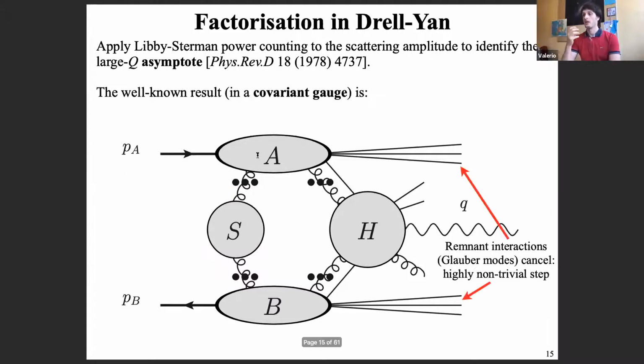Libby-Sterman power counting. There is also another detail that is actually one of the most difficult steps in the proof of factorization of Drell-Yan, which is the fact that you can also have remnant interactions. These are usually called the Glauber modes. And so the difficult step in this case, for Drell-Yan, is to show that actually these remnant interactions cancel when you sum over all possible diagrams.